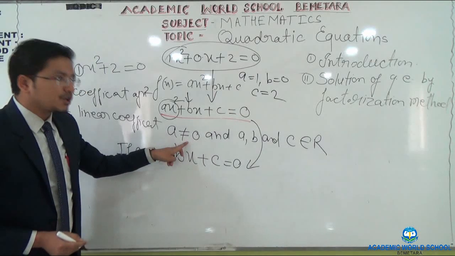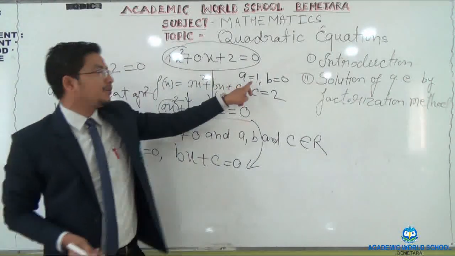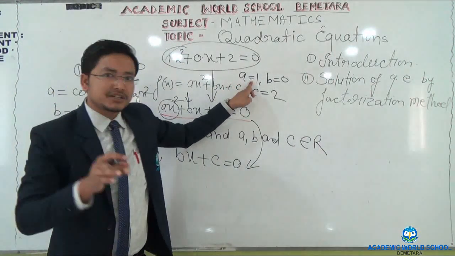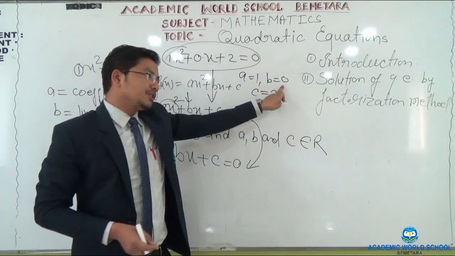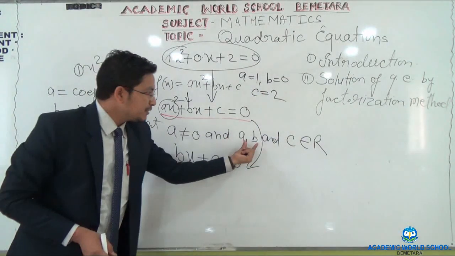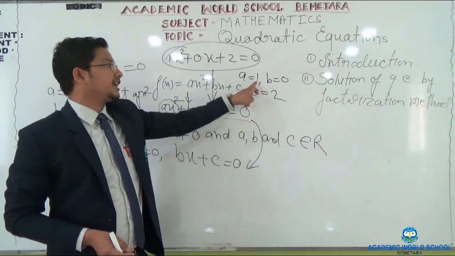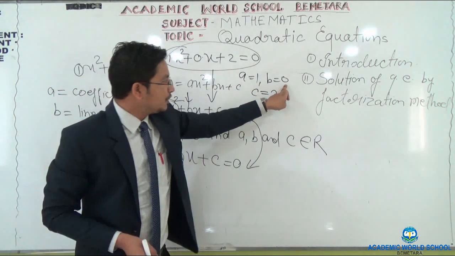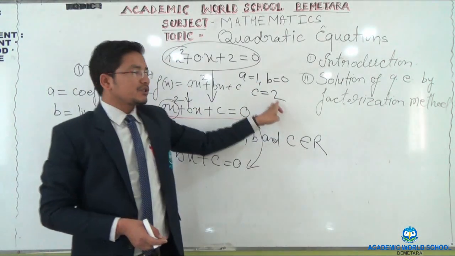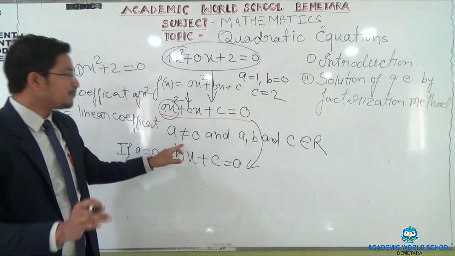Now this a must not be equal to 0. What is the value of a over here? That is 1, which is not 0, and b is 0. So a, b and c must be real numbers. So a is 1, b is 0, c is equal to 2. So these are all real numbers, and a is not 0.